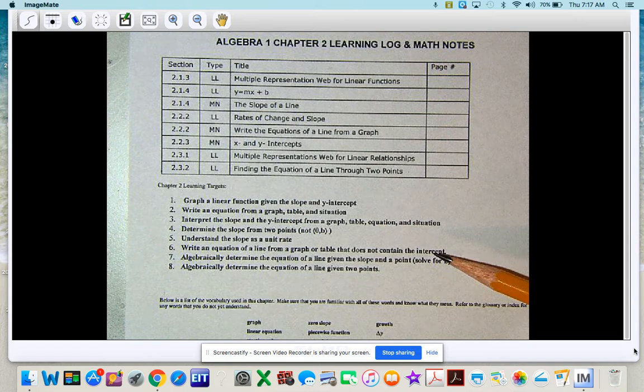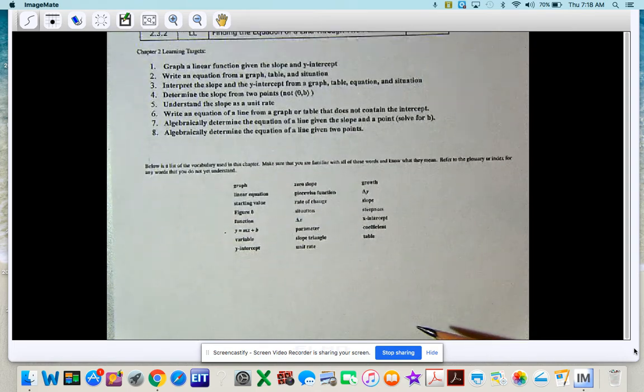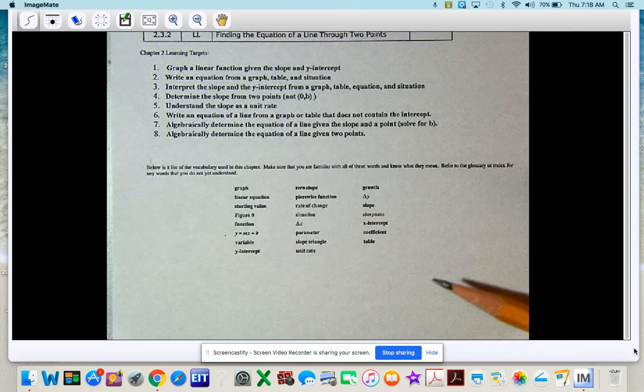Write an equation of a line from a graph or table that does not contain the y-intercept. Algebraically, so that's kind of important, algebraically determine the equation of a line given the slope and a point. So basically, you have to solve for the y-intercept, and then algebraically determine the equation of a line given 2 points. Okay, so by the end of this chapter, here are some of the major vocab words you're going to need to know by the end.